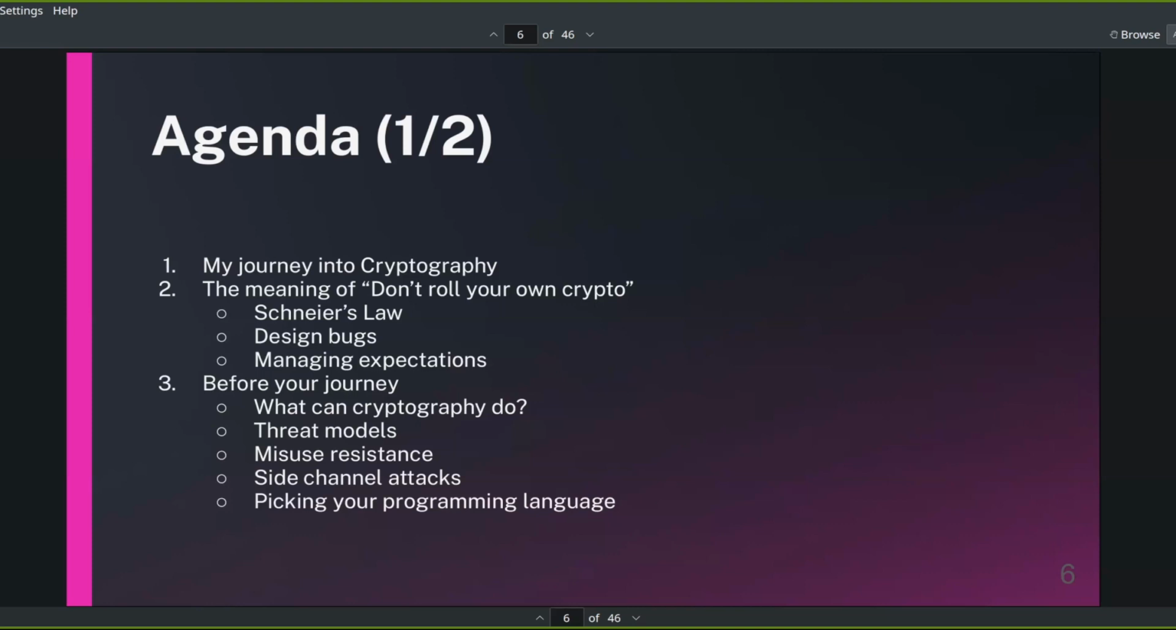I assume that's one of the first results you had when you researched how to implement a cryptographic library. I think this is important to address. Then some points about how to prepare for your journey into writing a cryptographic library. So what can cryptography do? I think you did some of this on Monday. I talked about threat models as examples, so I'll talk about this at this point.